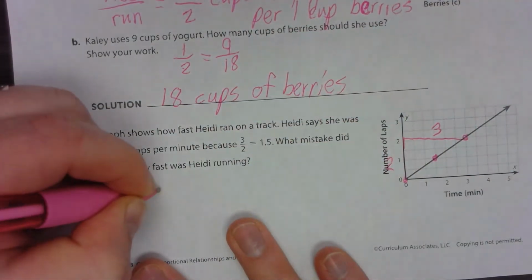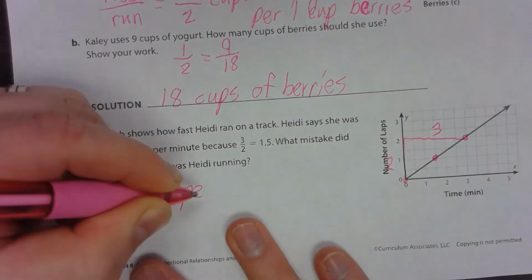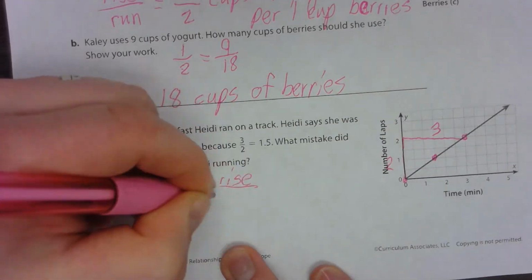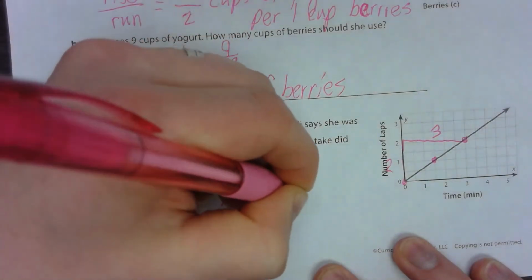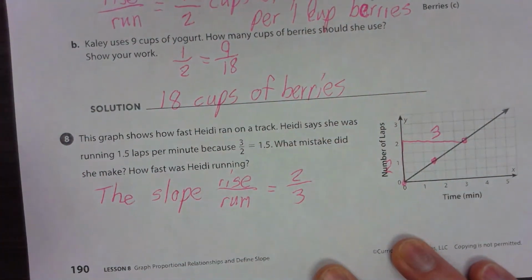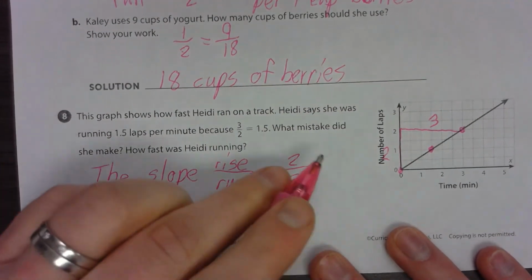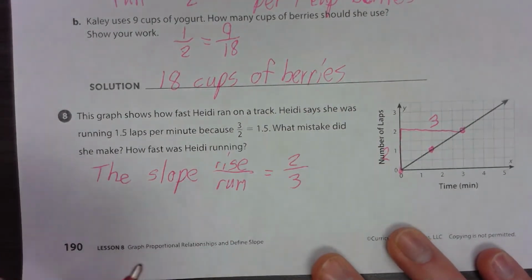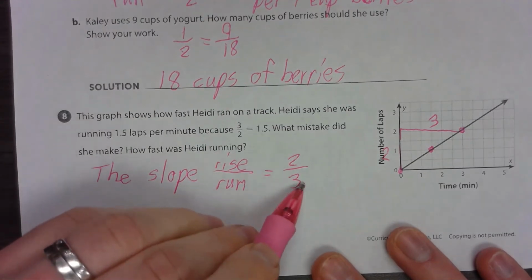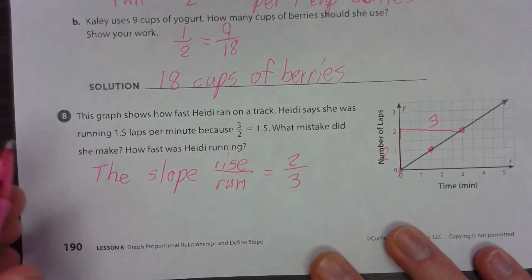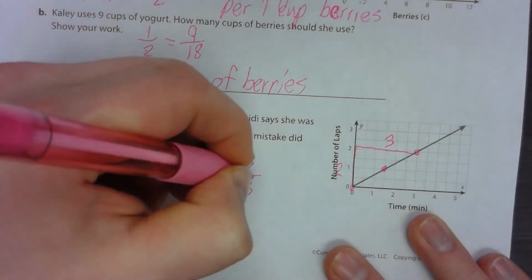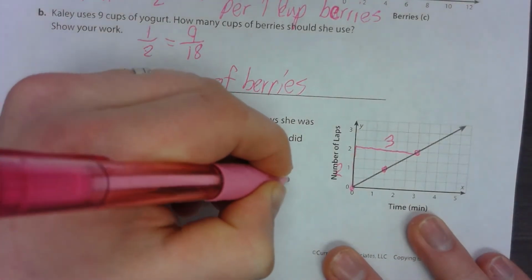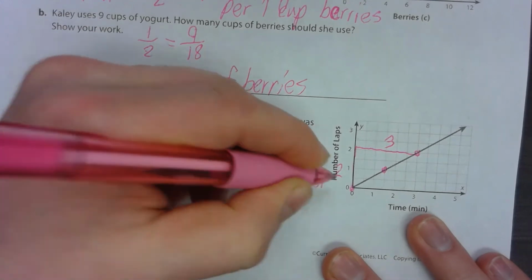The slope, thinking rise over run again, how much do I go up divided by how much do I go over, is 2/3. If I put that into a calculator, that's going to be 0.6666 repeating, okay? So what mistake did she make? And let's say 2/3 of a lap per minute.